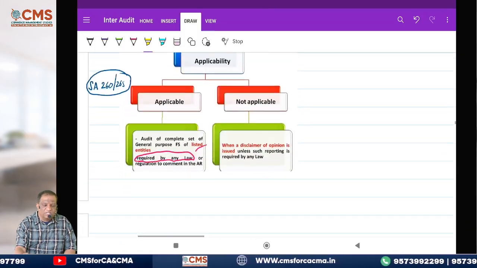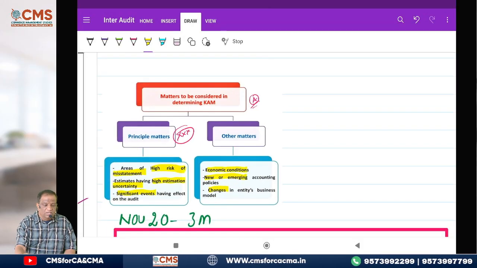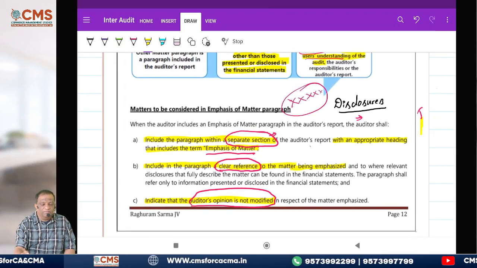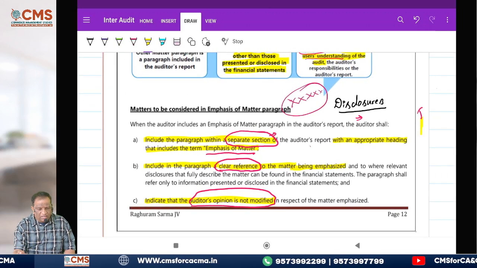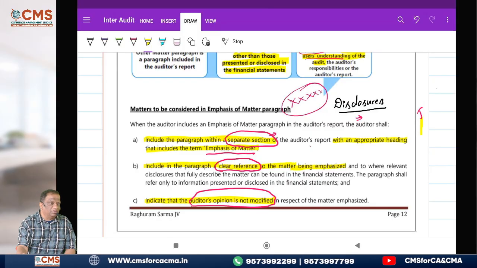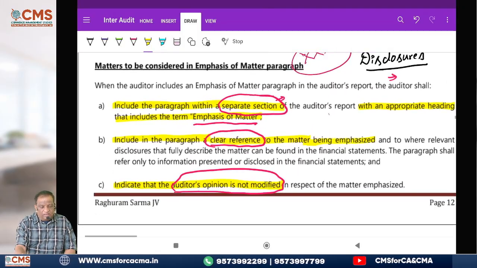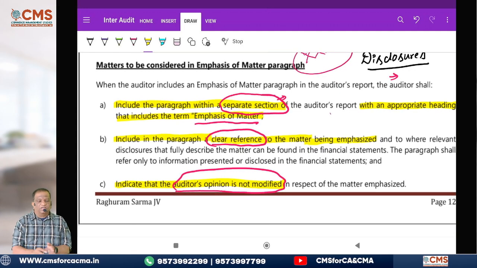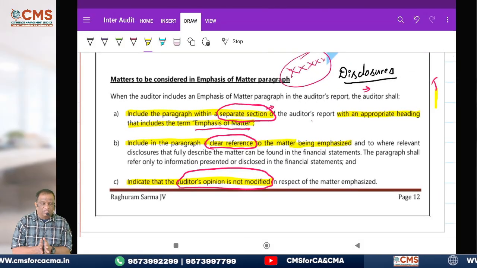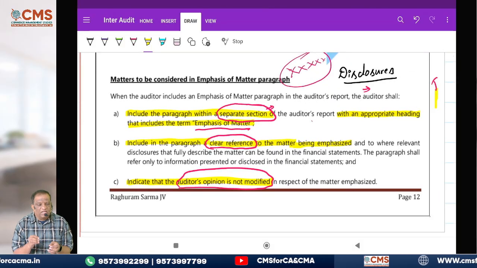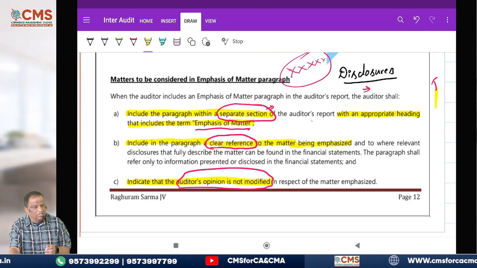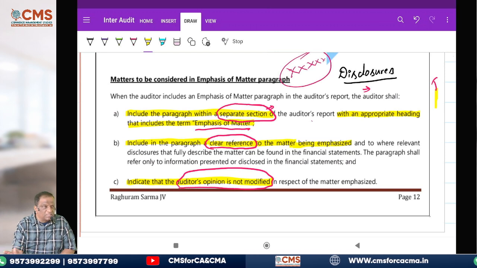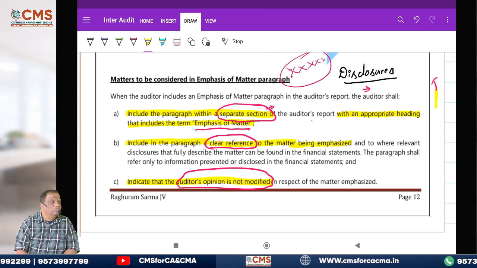And the second type of question is, what are the matters to be considered by an auditor? Reporting related standards. Say, if you are issuing EOM, then what matters should the auditor keep in mind, and if it is other matter paragraph, what matters he should keep in mind. That's all, very simple. Now, looking at this, matters to be considered in emphasis of matter paragraph: first, the auditor should see that there is a separate paragraph, with a heading saying that it is an emphasis of matter. So that has to be done. And since emphasis of matter is about matters which are already present in the financials, the auditor also should give reference to it.